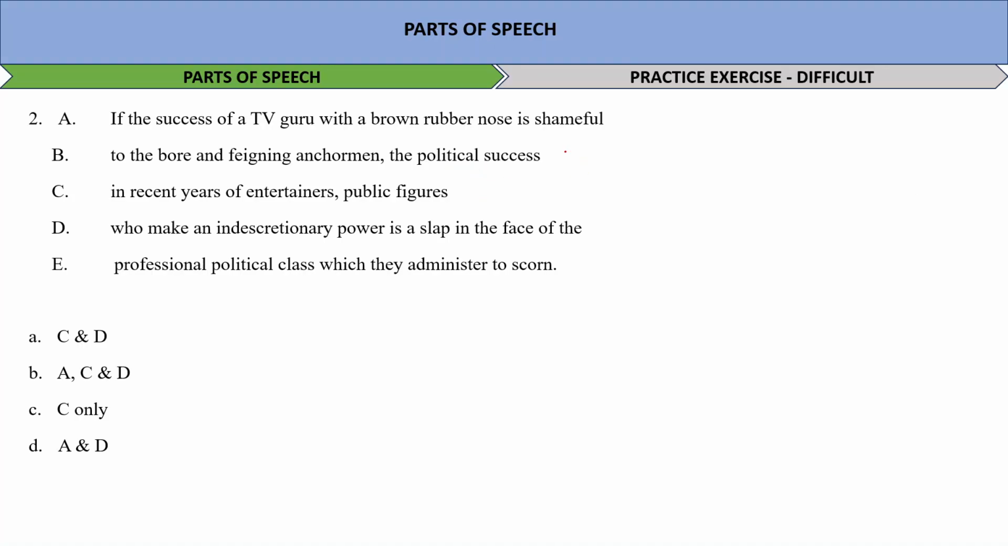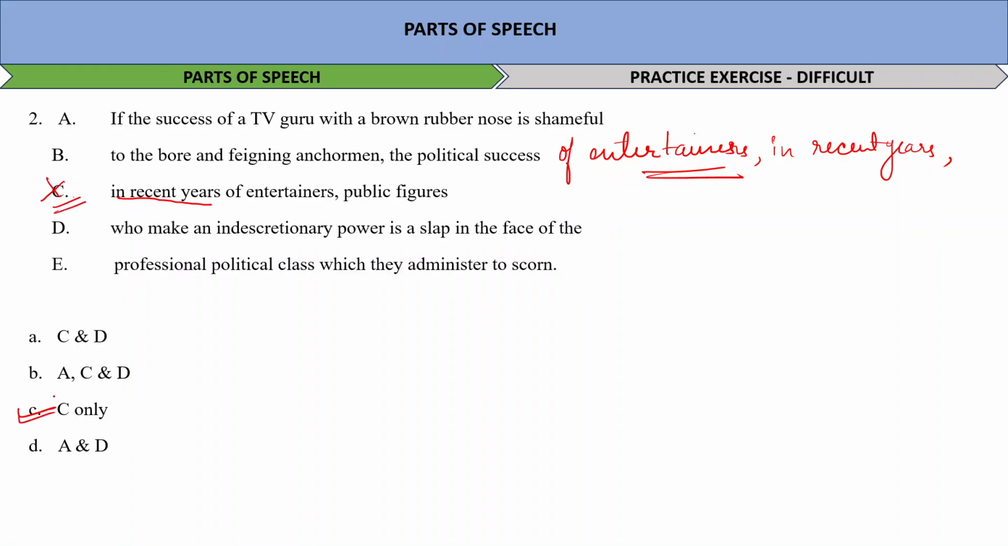Basically, I'm trying to say that the political success of entertainers in recent years, comma, public figures who make an indiscretionary power is a slap in the face of the professional political class, right? So it should be of entertainers, not in recent years of. So I think here in recent years of is used incorrectly, inappropriately. So the error here is in option number C, right?